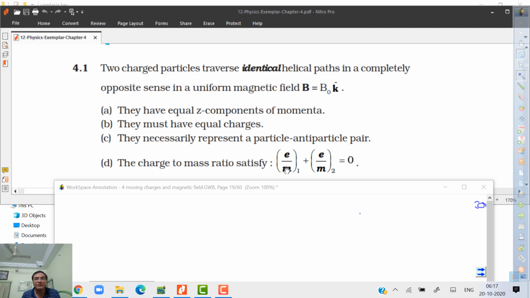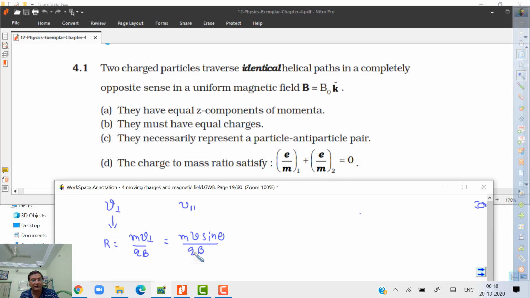So here, helical means the velocity has both components, perpendicular and parallel. V perpendicular gives you circular motion, and the radius is determined by m v perpendicular upon q B. So m v sin theta upon q B.